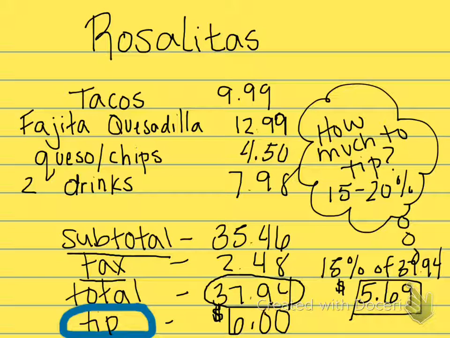Notice I used my mental math. I found my 10% with my decimal point. I halved it to find my 5. I added it together. This should all be sounding familiar.